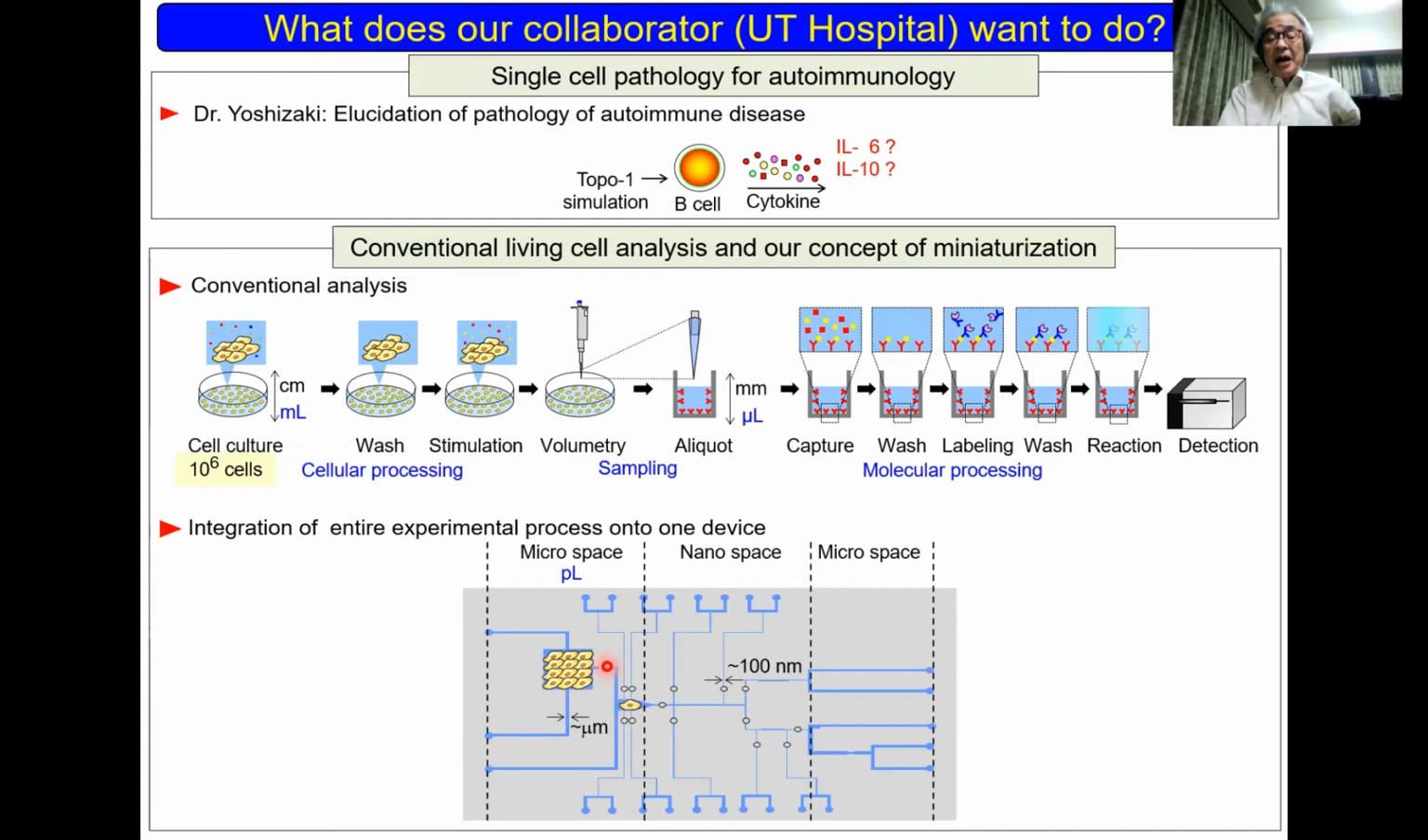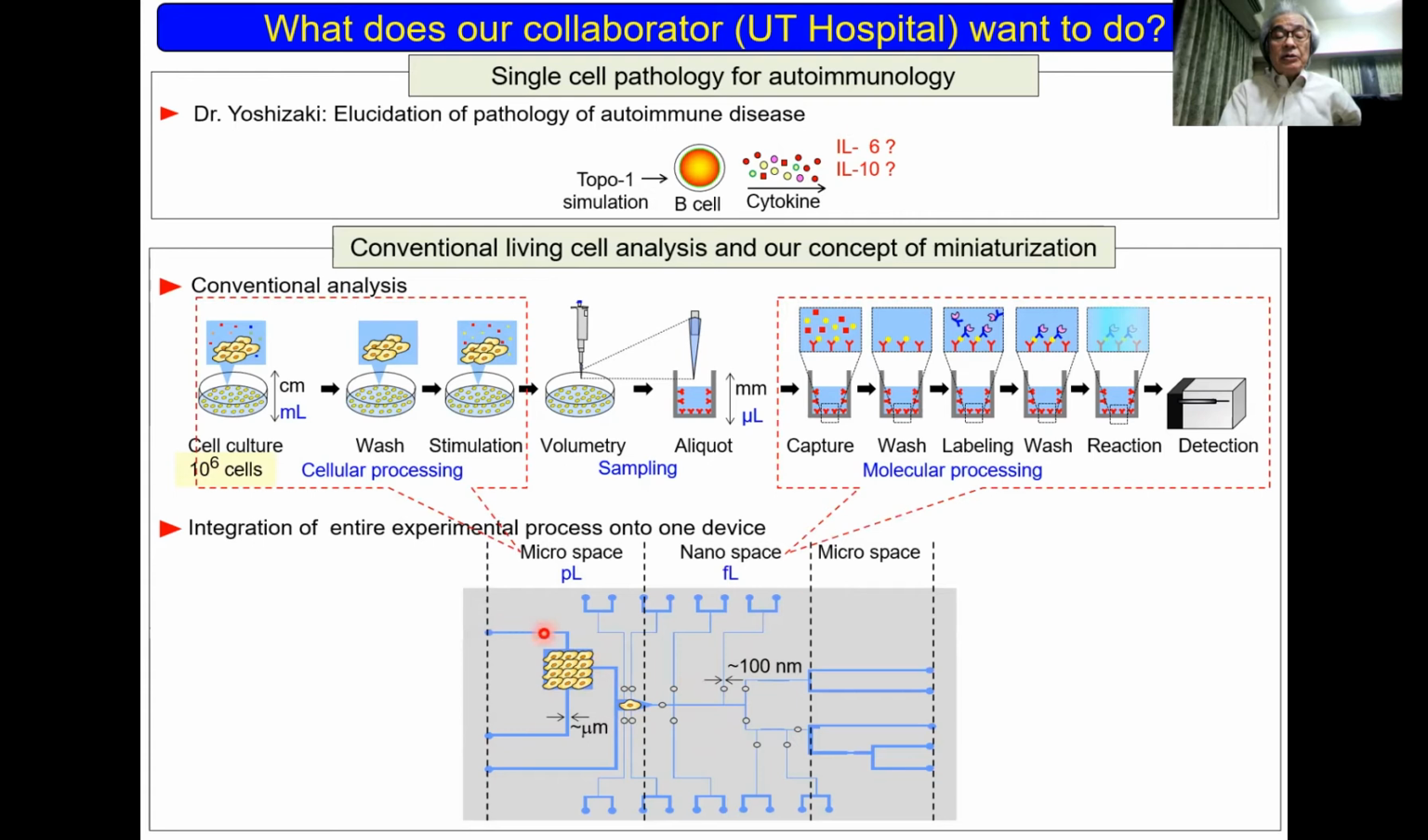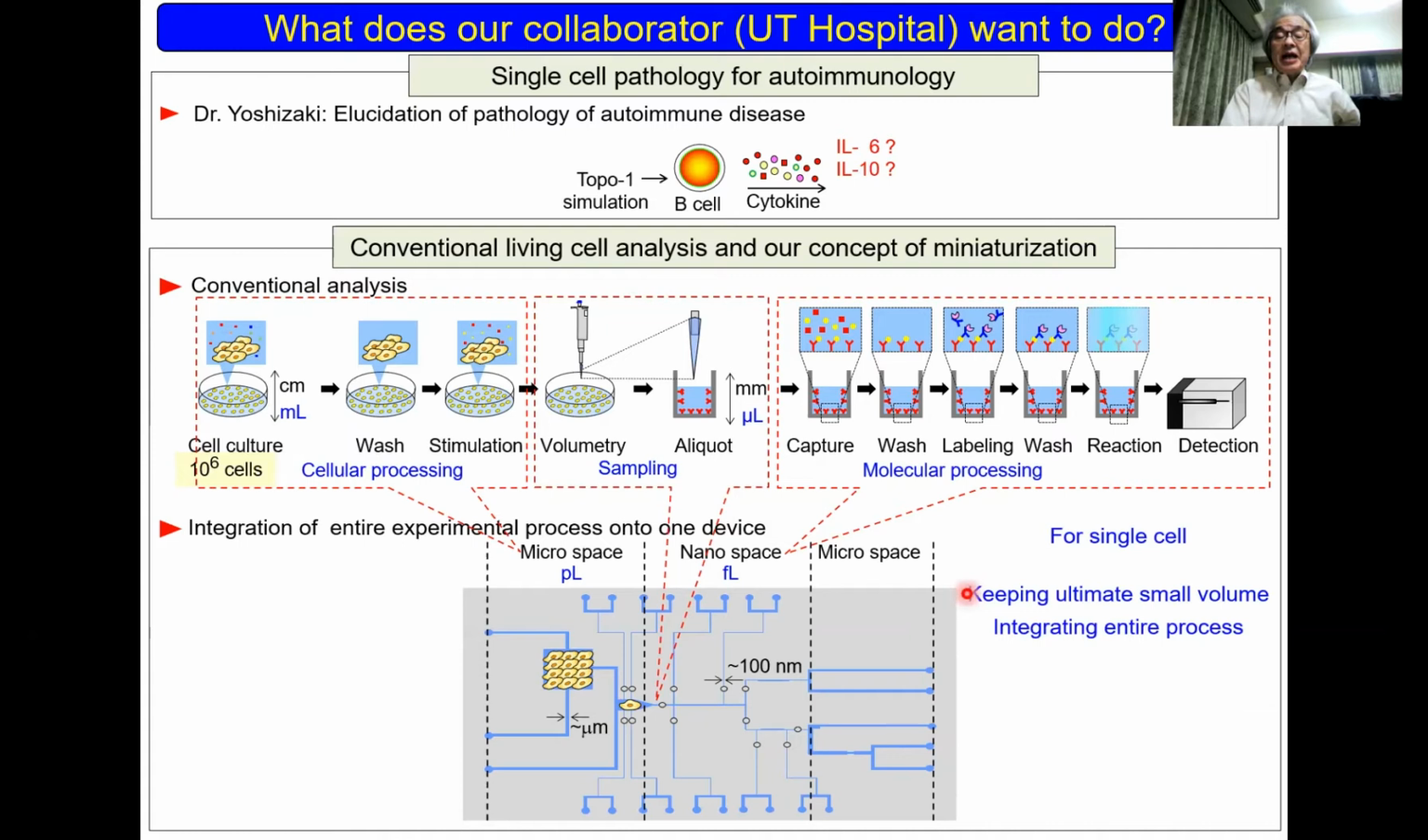The nanospace is very good for the chemical procedure of the countable number of the molecule. This one nanospace is for the molecular process. And in between the micro and the nano, we fabricated the size interface for the sampling. So the most important point for the single cell analysis is keeping the ultimate small volume. And the integration of the entire process is a quite important requirement.